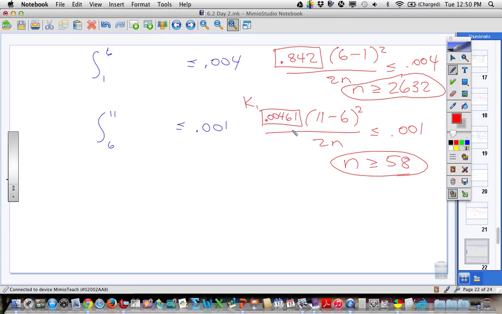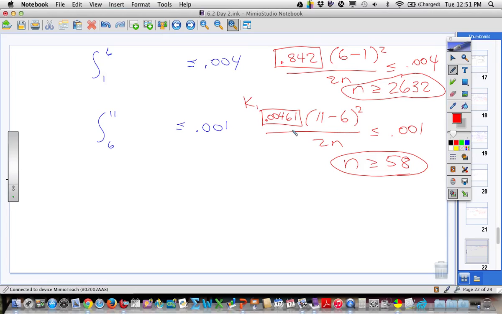Well, that's a heck of a lot less than 8,420 rectangles, right? So what this is saying is, in that area where there's most of the error, if we do 2,600, we'll get within 0.004. And the last part, where there's hardly any error because it's very flat, only takes 58 rectangles to get within 0.001. A problem like this really makes you think about what is going on with this formula. I want you to be able to discuss that, answer questions about that, and understand what's happening.